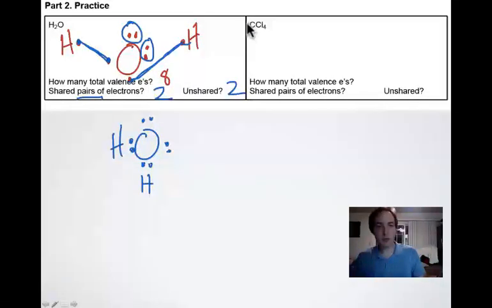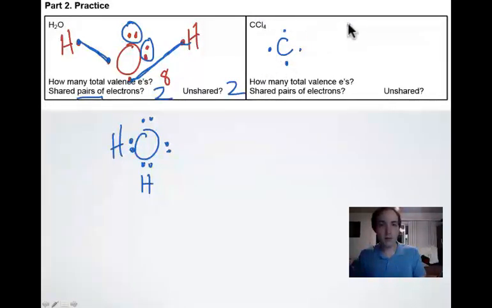Let's look at another one. This one's a little bit more complicated. We have a carbon bonded to 4 chlorines. Same start though. You start exactly the same as we started over here, so the first thing you do is you draw the Lewis dot for each of the atoms. First of all, we have our carbon. Carbon has 4 valence electrons, so that's 1, 2, 3, and 4.